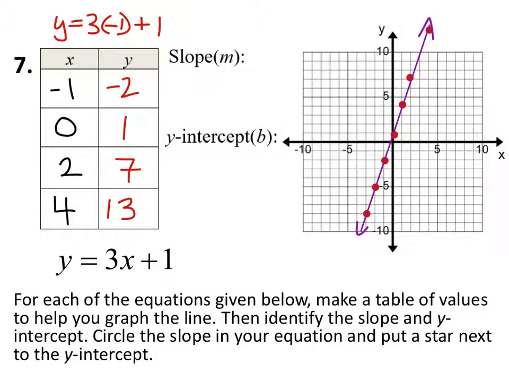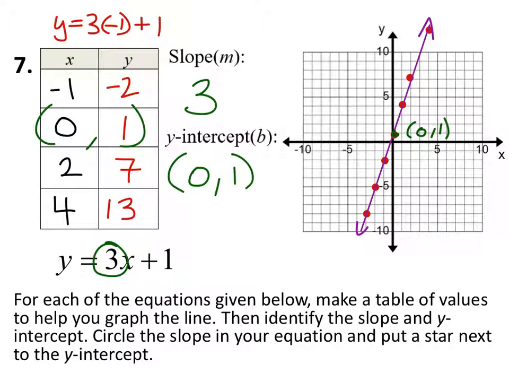The slope on this one, once again, is the coefficient of x, which is 3. And the y-intercept was shown in the table here at 0, 1. And on the graph right here also at 0, 1. So the y-intercept is 0, 1, which on the equation is shown as the +1. So we'll put a star next to it.